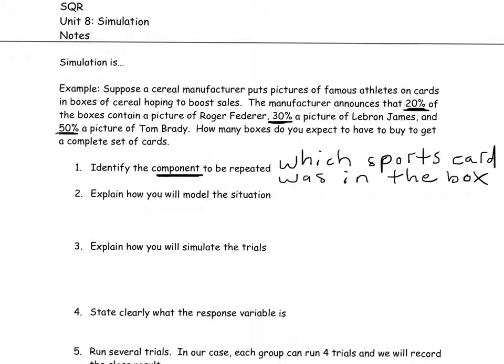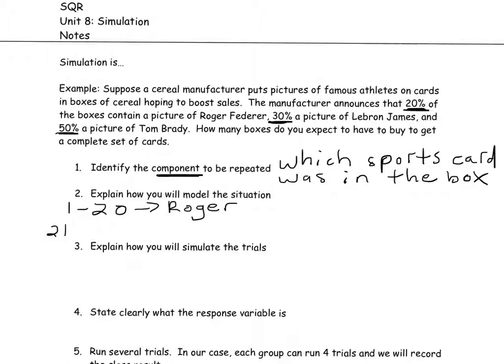So how will we model the situation? Well, let's make the digits, there's a 20% chance that we get a Roger Federer card. So how about the digits 00 up to, I was going to say 00 up to 19, but to make this easier, I'm going to go 1 to 20 corresponds to getting a Federer card in the cereal box.